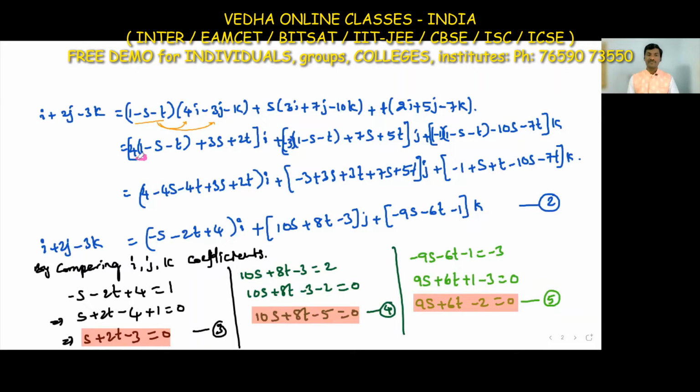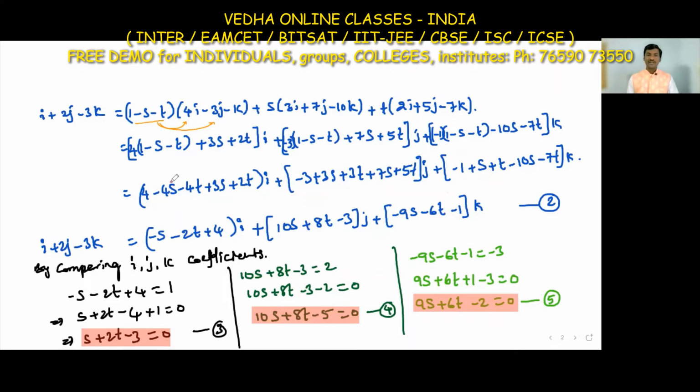4 into 1 is 4, minus 4s minus 4t, and 3s, 2t as it is, into i. Minus 3 into 1 is minus 3, minus 3 into minus s becomes plus 3s, minus 3 into minus t is plus 3t, and 7s, 5t as it is, into j. Minus 1 into 1 is minus 1, minus into minus gives plus s, plus t, and minus 10s minus 7t as it is, into k.